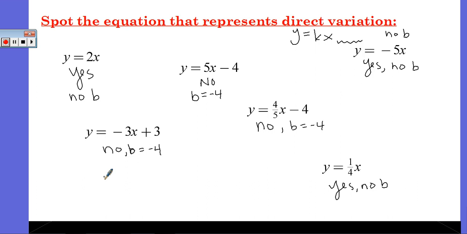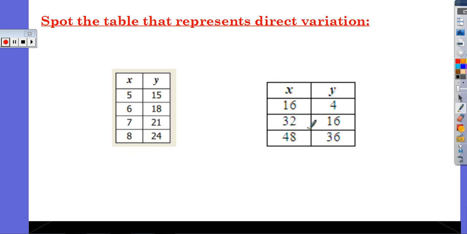Alright, so you should have seen that the first equation was yes, the second equation was no, third equation was yes, fourth equation was no, fifth equation was no, and sixth equation was yes. The ones that were yes had no b value, the ones that were no had a b value. I messed up on this one right here, that b is 3. All the other b's are -4. So that's an easy way to check if an equation is direct variation or not. Okay, let's flip to the back and look at how we check for tables.